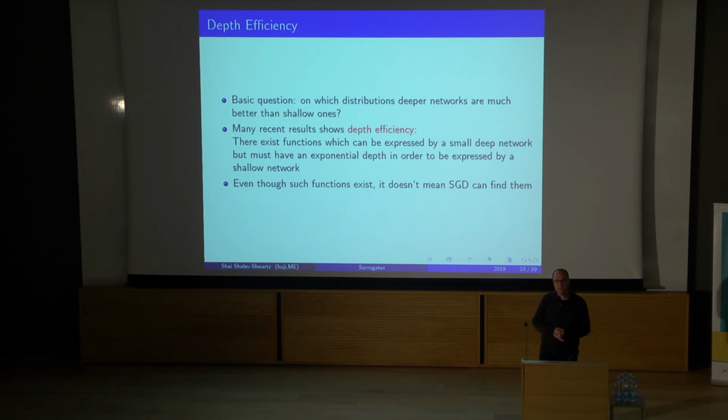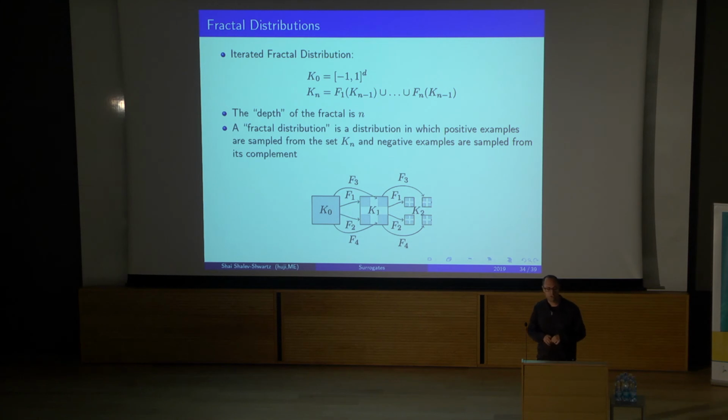But my concern about all of these results is that even though such functions exist, it doesn't mean that SGD can actually find them. To tackle this question, we looked at fractal distributions. These are distributions defined by some affine functions that are applied again and again in a recursive manner on themselves. It's interesting to compare fractals to deep networks because you can have a very similar relationship between the depth of the fractal and the depth of the network.